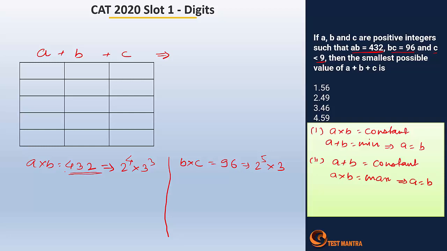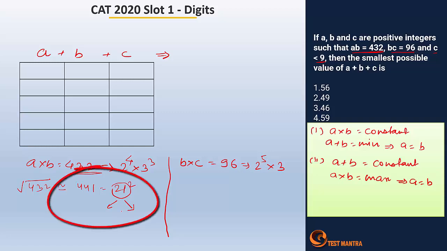I can just work on some random values, but let's try to identify 432. If we take the basic square root of 432, it's approximately equal to 441, right? So 441 is nothing but how much? 21 square. So the two numbers should be somewhere near 21. One number should be slightly more than 21 and another one slightly less than 21. So these will be the closer values possible here. So now you can identify the numbers.